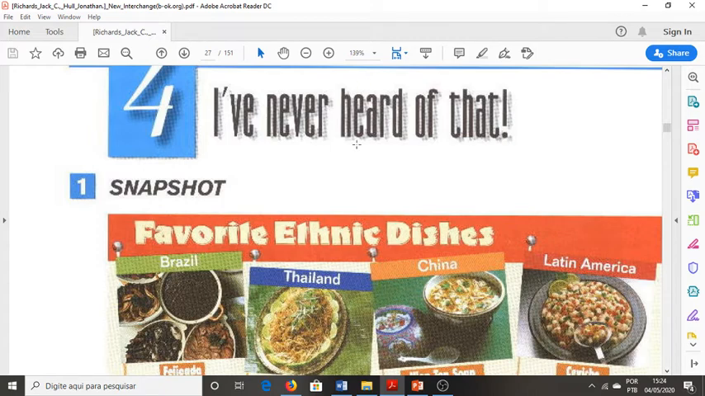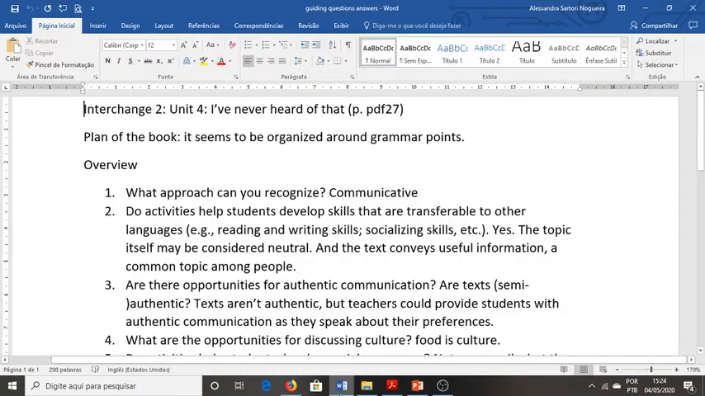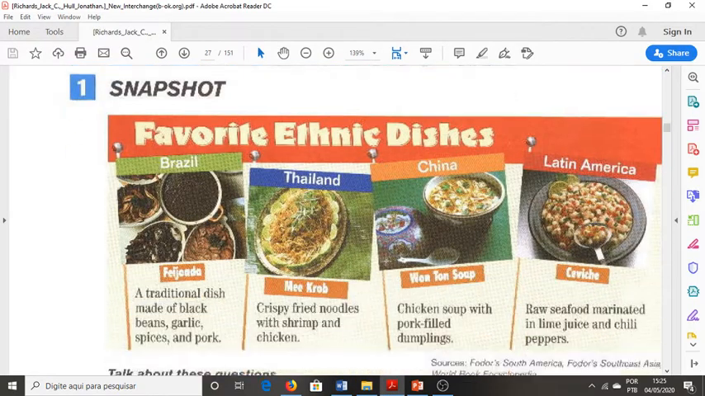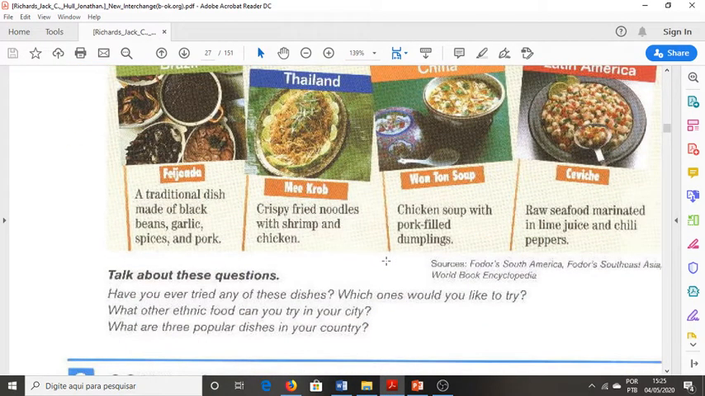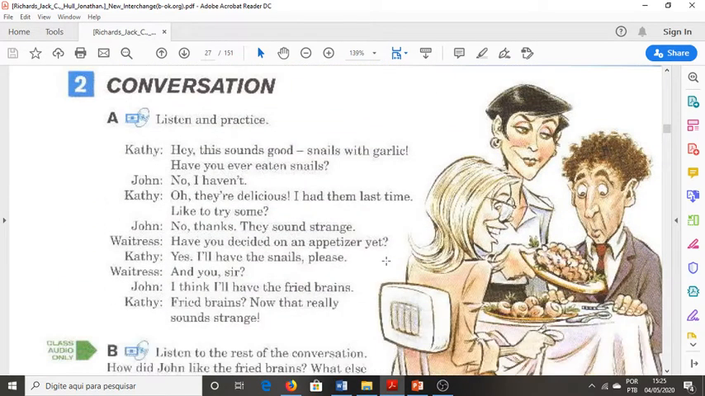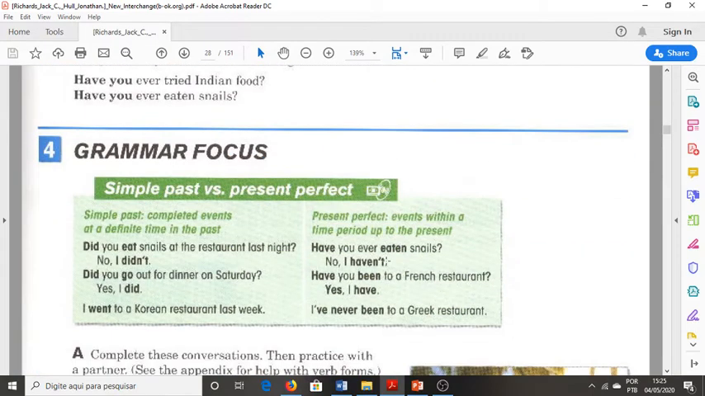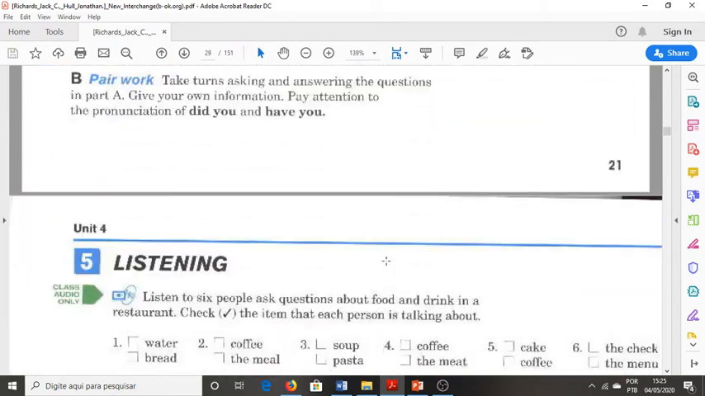Well, the question was, let me go back to the question. Do activities help students develop skills that are transferable to other languages? Yes, because the book shows some conversations where if you talk about ethnic foods, for example, this is something that you can do in any language. We usually talk about our preferences, even in our native language.